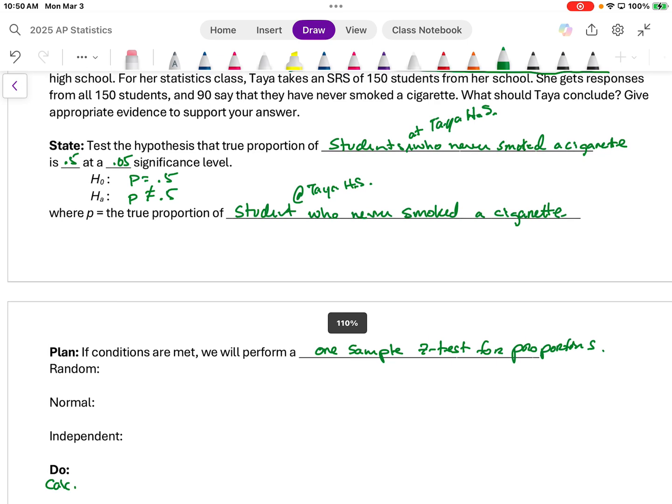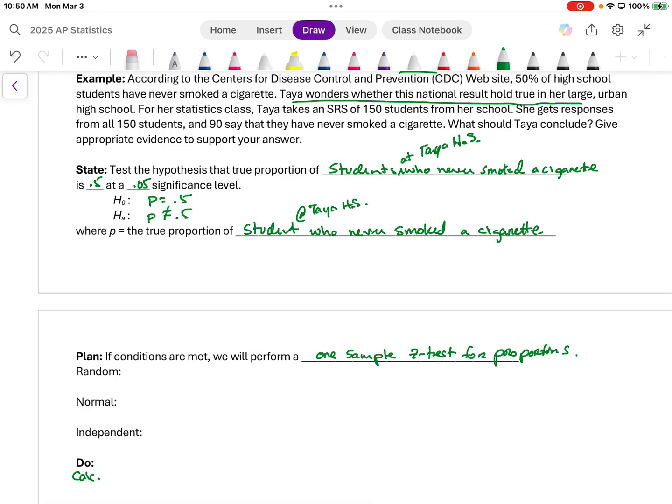Random. They said simple random sample, SRS, of 150 students. Normal: 150 times 0.5 is, sorry, not 0.75, it's just 75. My bad. 75 is greater than or equal to 10. 150 times 0.5 is greater than or equal to 10, because that's also 75. So we meet the normal condition.